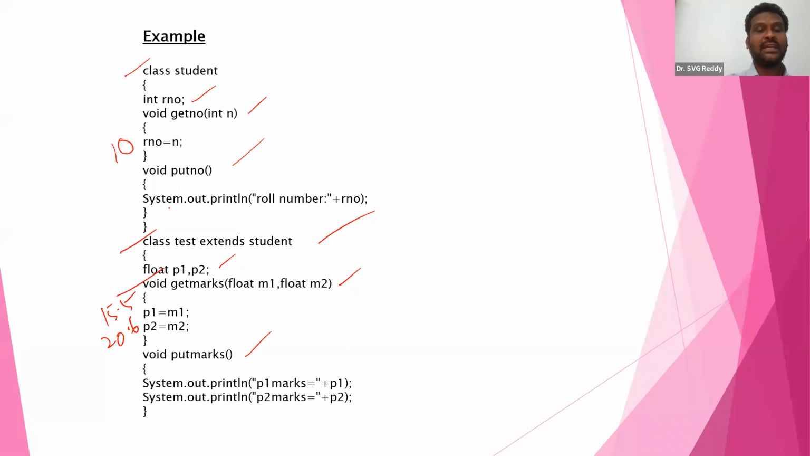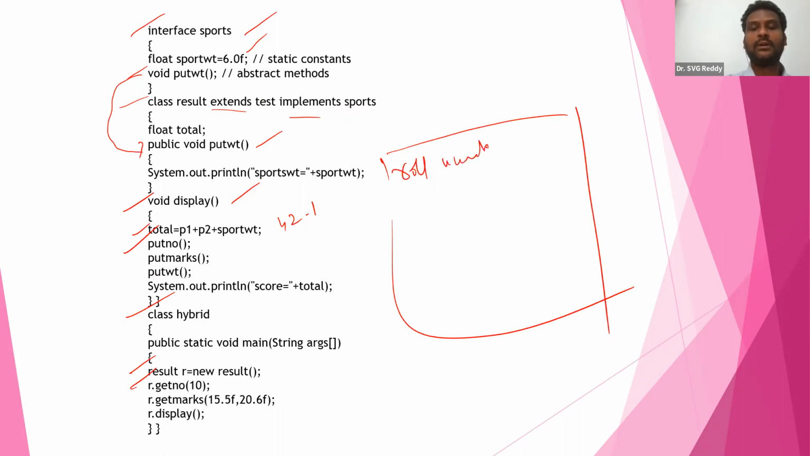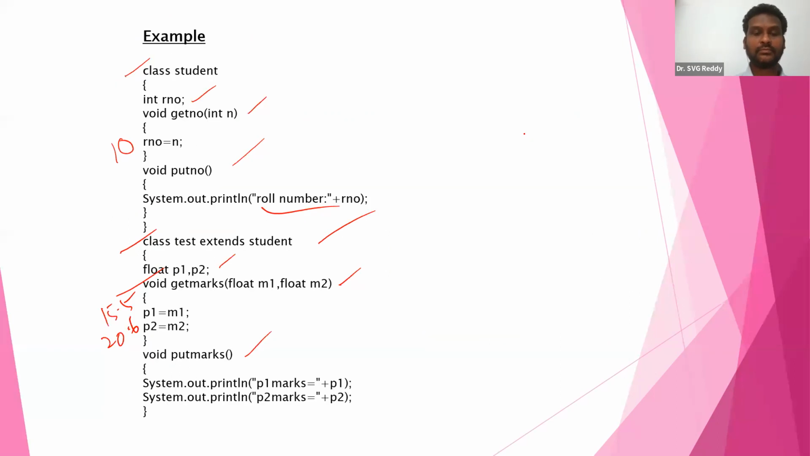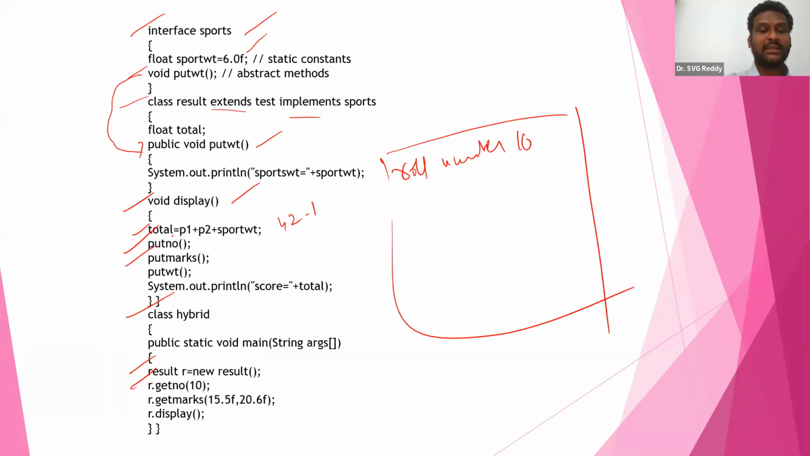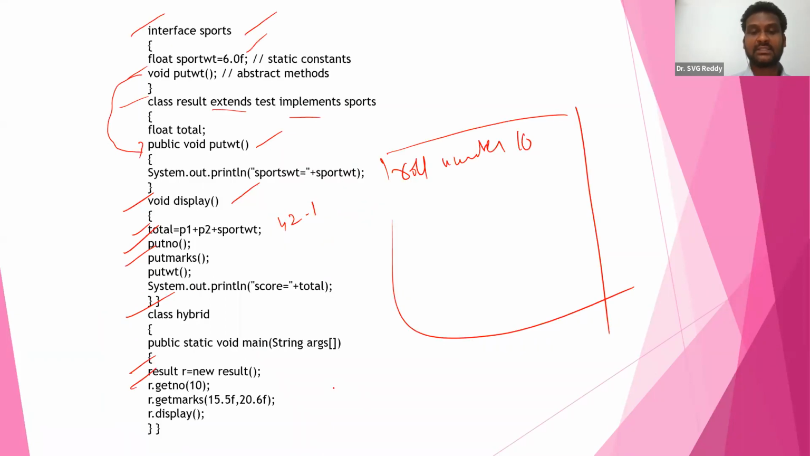So what is putNumber? It is printing the value of roll number, which is 10. So here the output is printed on the monitor as roll number 10. Then putNumber is done, and then putMarks. What is putMarks there? It's printing P1 marks and P2 marks. P1 marks is 15.5 and P2 marks is 20.6. And then putMarks is also done, and then putWeight.